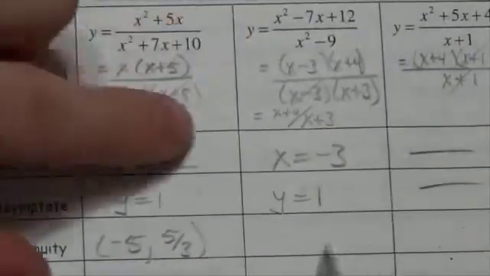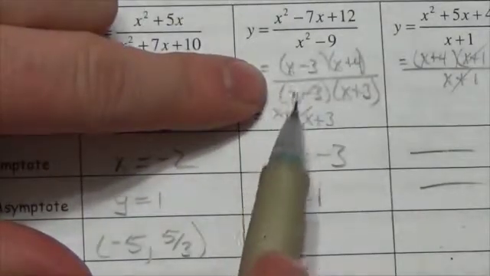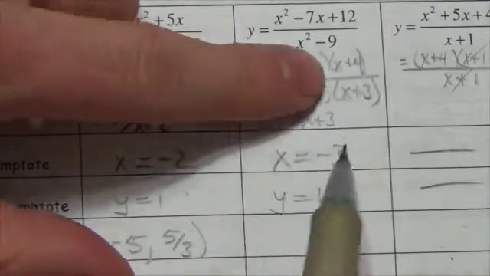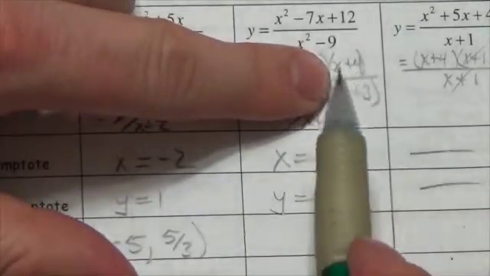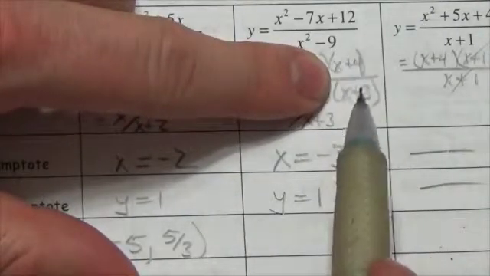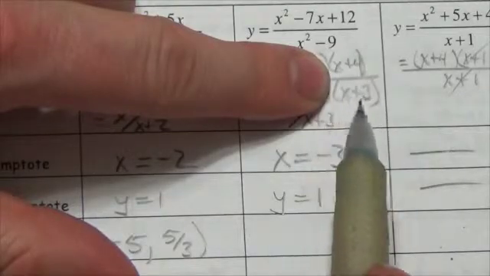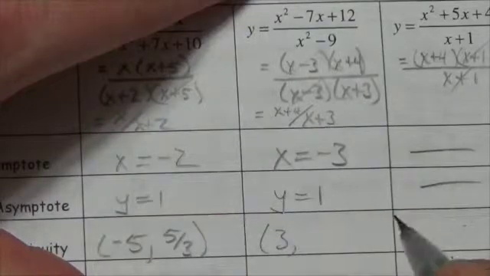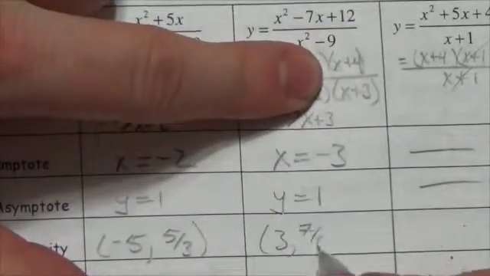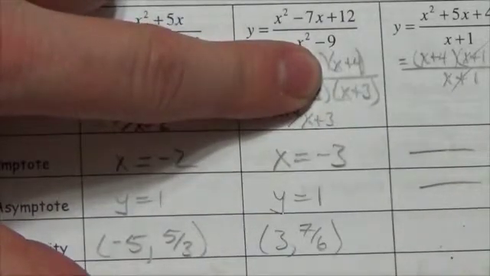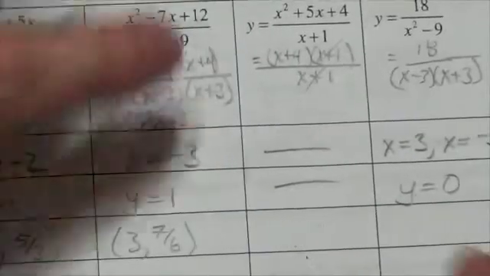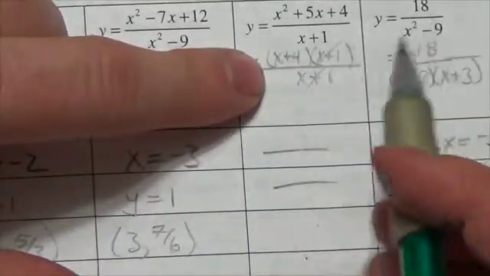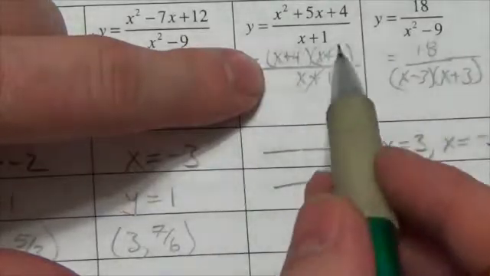This guy right here, the non-permissible that I was able to cancel out, was positive 3. And if you plug positive 3 into the expression that remains, you're going to get 7 over 6. So positive 3 is my x-coordinate, 7/6 is my y-coordinate.